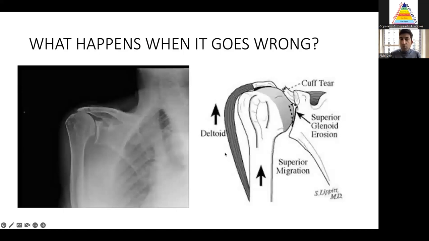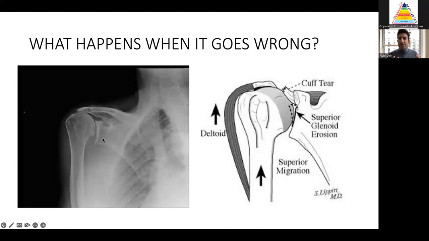So as I mentioned, what happens when this goes wrong? Well, basically, you've got unopposed action of the deltoid, so the head will start to rise, superior migration, causing erosion of the glenoid, superior and posterior erosion, which we see in rotator cuff arthropathy.